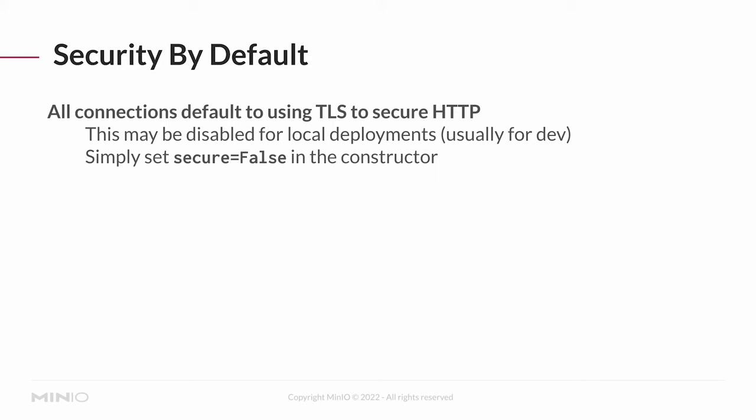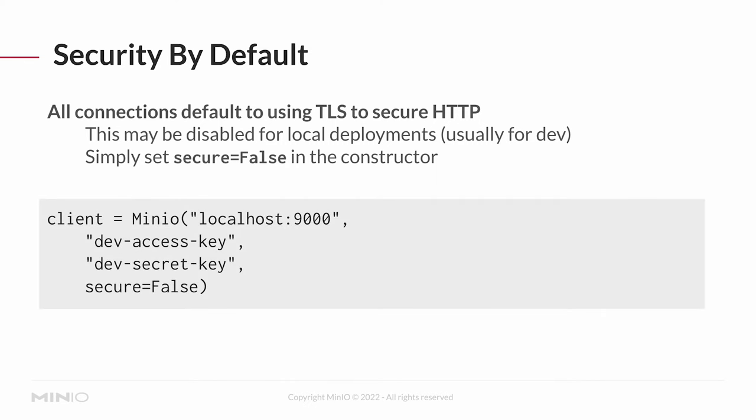In a local deployment, like a dev environment, like the one that we're using in this course, you may want to turn that off. And in order to do that, you have to explicitly tell it that you're turning it off. So you need to set secure equals false in the constructor, something like this. So I still have my localhost 9000, my dev access key, my dev secret key, and then I have secure equals false to basically state, yeah, I'm not using HTTPS because the default is to use HTTPS for all this connection work. And just one quick note, always use TLS in production. Don't leave this unsecured in production. That goes without saying, I suppose.